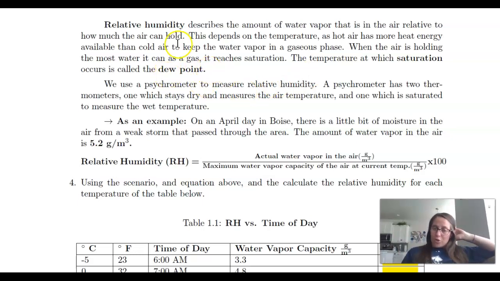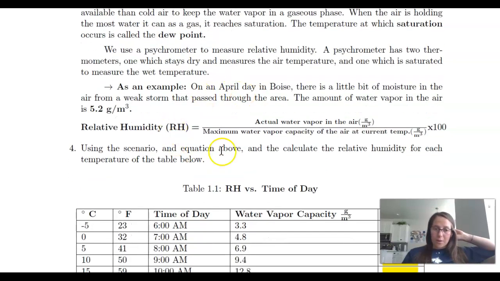So again, just to tie those things together, when the relative humidity is at 100%, that is going to be saturation or dew point. So we use a psychrometer to measure relative humidity. A psychrometer has two thermometers, one which stays dry and measures the air temperature, and one which is saturated to measure the wet temperature.